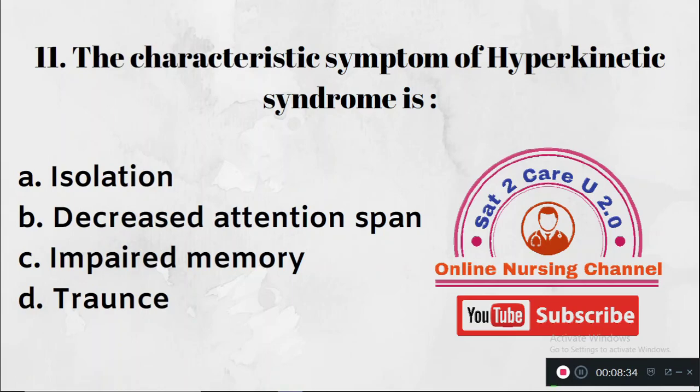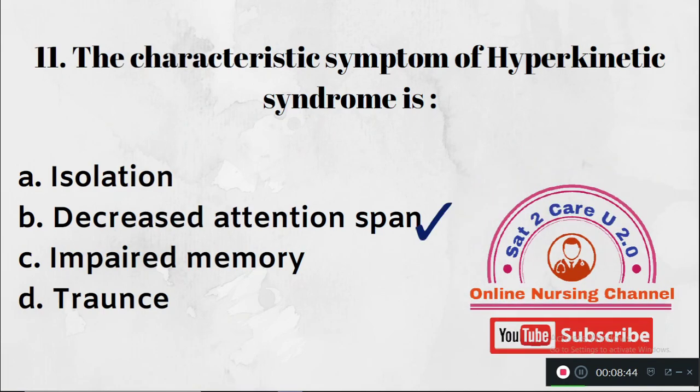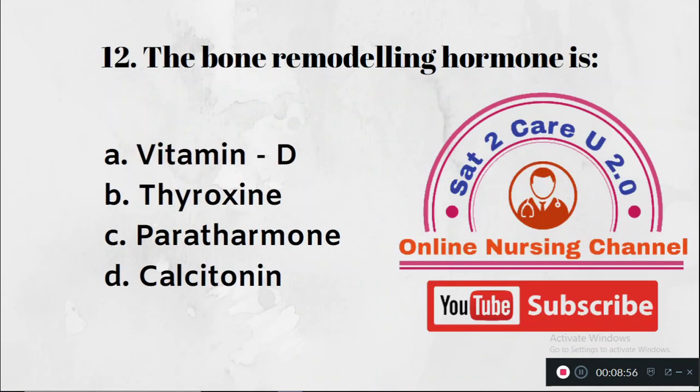So which is the specific symptom present in hyperkinetic syndrome? A child with attention deficit hyperactivity disorder will have decreased attention span, which is a classical symptom of hyperkinetic syndrome. Question number 12. The bone remodeling hormone is option A vitamin D, B thyroxine, C parathormone, option D calcitonin.